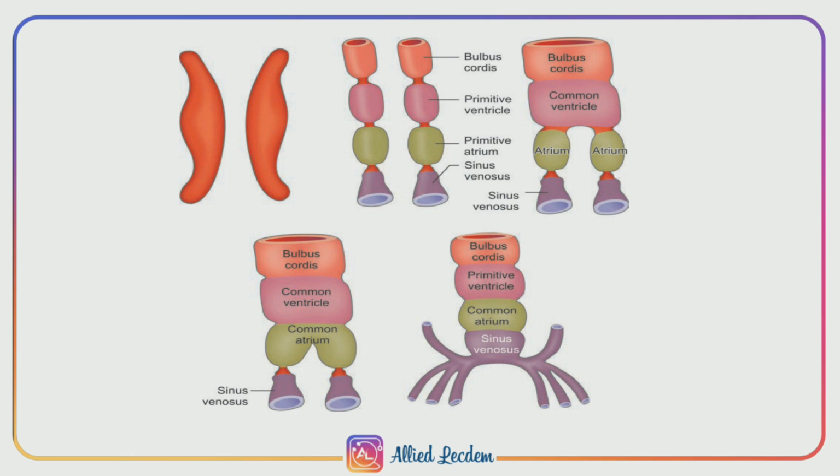Cardiac septations to form a definitive heart occur between the fifth and the eighth week, and the fate of the various parts of the heart tube can be seen in upcoming slides. Sinus venosus. This is the most caudal part of the primitive heart tube.